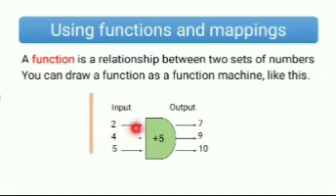For example, 2 plus 5 will give you 7, 4 plus 5 will give you 9, then 5 plus 5 will give you 10. That is the relationship between two sets of numbers. Is that clear? So what is this one? This is the function machine.